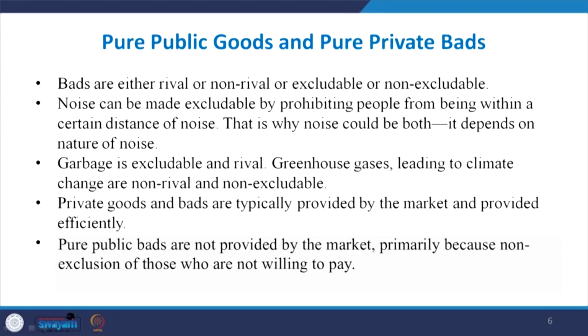Bads are either rival or non-rival. So, there may be both types of bad product, either excludable or non-excludable, like noise. Noise can be made excludable by prohibiting people from being within a certain distance of the noise. So, if there is sound pollution or noise, you can avoid consuming it by keeping yourself away from that place. That is why noise could be called excludable. You can exclude yourself from consuming the noise.